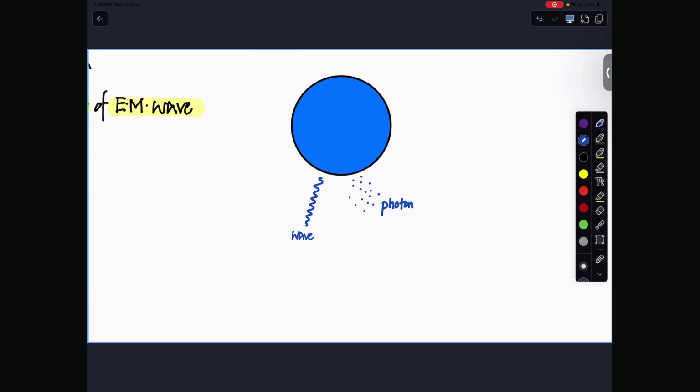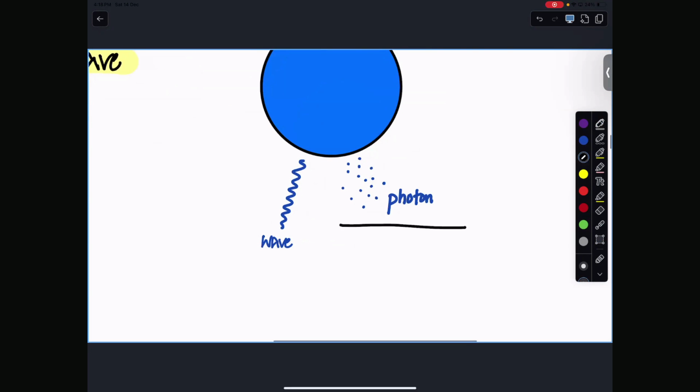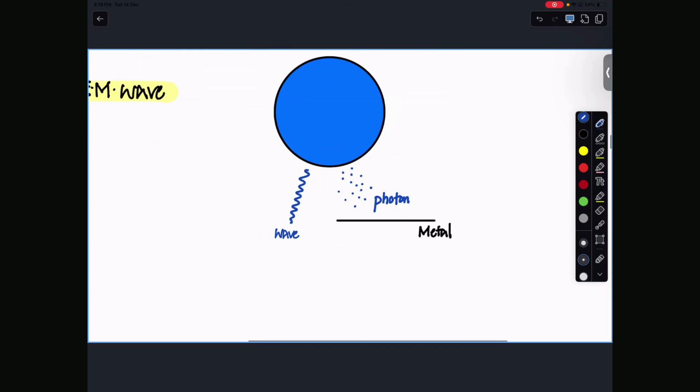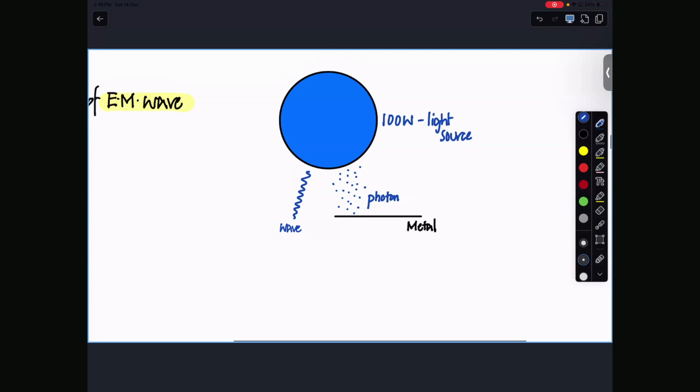Yeah, so when it interacts with a metal here, let's say you have a metal here, it'll behave as a photon. And if it's not a metal, it'll behave as normal waves out there. But the thing is, this is a 100-watt light source. What does it mean by a 100-watt light source? So if you have a light source that's 100 watts, what does that mean?